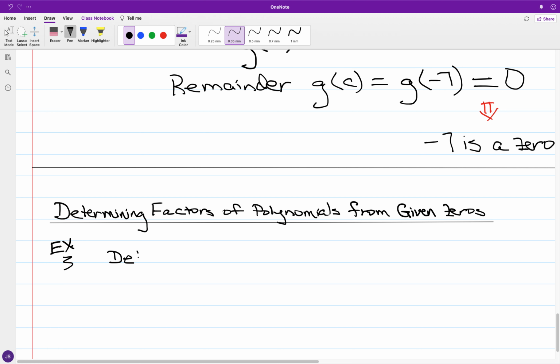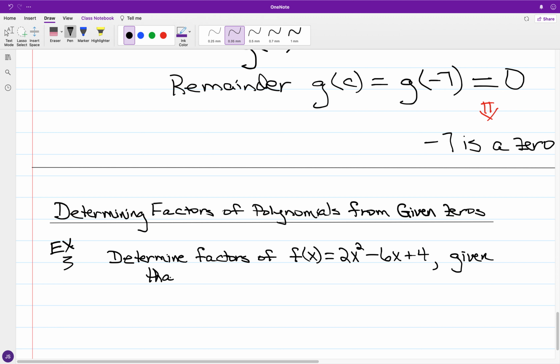Now let's say that if we're looking at determining factors of a particular polynomial, let's say we have a polynomial f of x equal to 2x squared minus 6x plus 4, given that 2 is a 0. Okay, so you have that 2 is a 0.